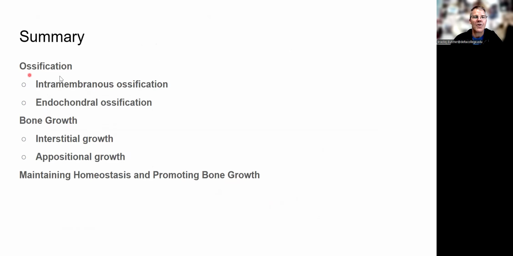So in summary, we talked about bone growth and ossification, intramembranous ossification in the flat bones of the skull, and then endochondral ossification of our other long bones. We talked about interstitial growth and appositional growth. And then we talked about some of those things that maintain homeostasis and promote good bone growth. So hopefully that was interesting and helpful. And see you next time for bone markings.